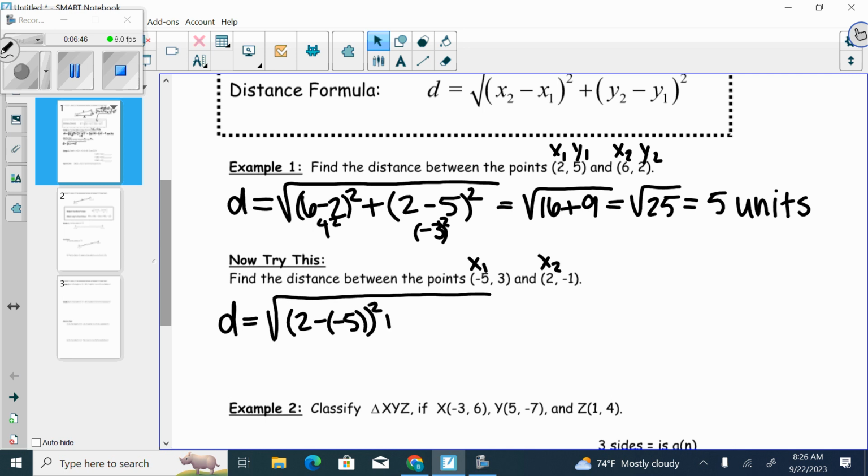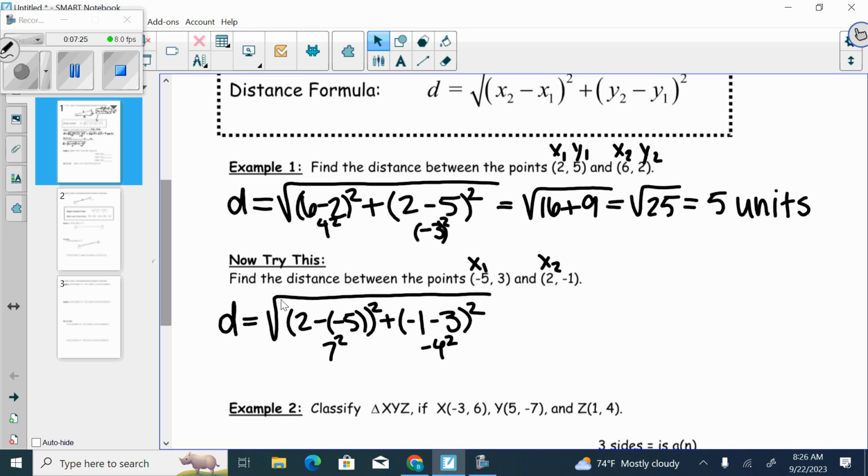Okay, and I'm supposed to square that. Plus, what was my y2 minus y1? What were those numbers? Good. So -1 minus 3 squared. Okay. So order of operations, just like last time, you guys did parentheses first. 2 minus a -5 really means to do what? Add. Good. So we would end up with 7, and I'm going to have to square that. And -1 minus 3 would have given us -4, and we would have to square that.